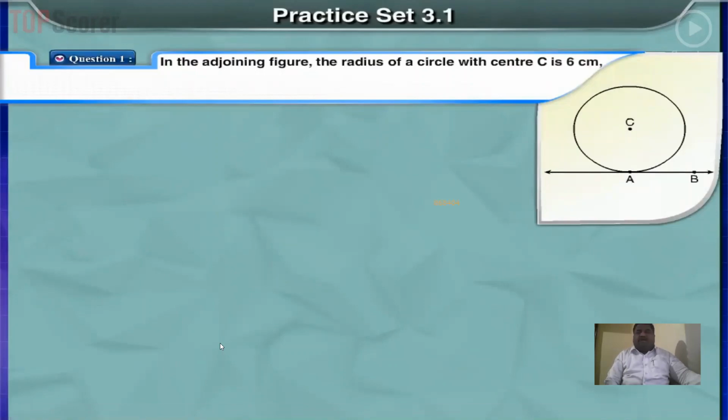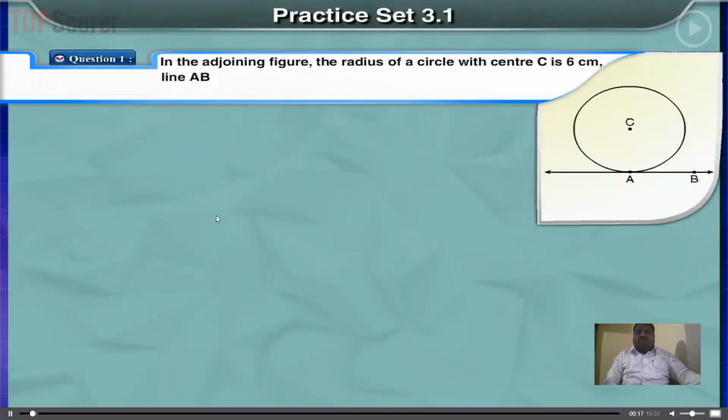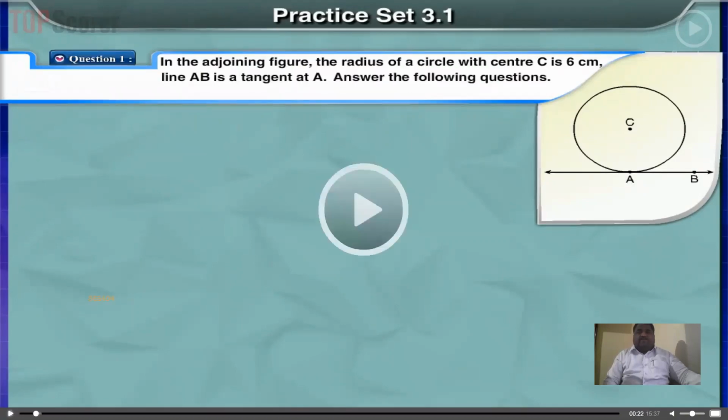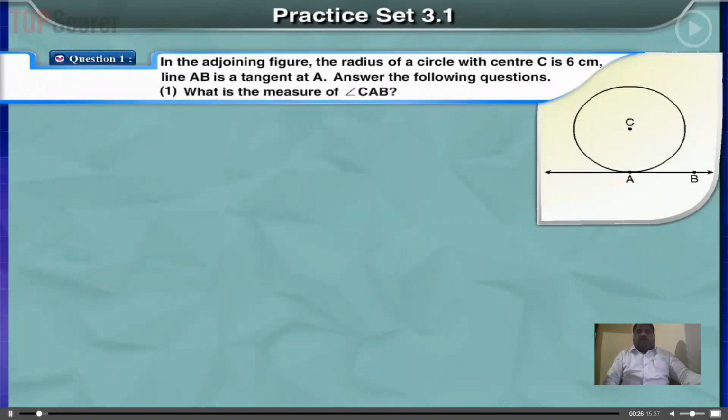In the adjoining figure, the radius of a circle with center C is 6 centimeter. Line AB is a tangent at A. Answer the following questions. Question number 1. What is the measure of angle CAB?